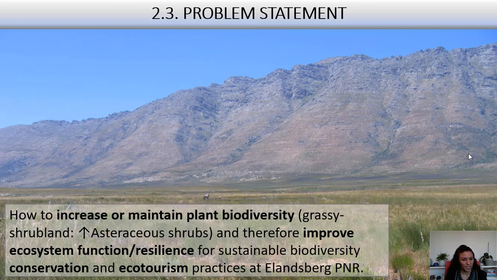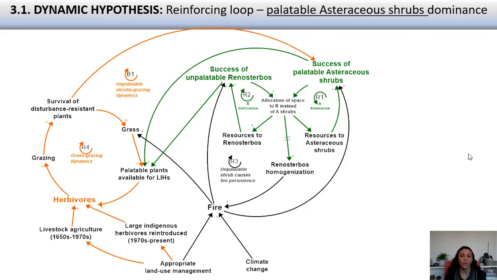So this leads to the problem statement: how to increase or maintain plant biodiversity and therefore improve ecosystem function and resilience for sustainable biodiversity conservation and ecotourism at this particular site. We can also think about the causal relationships.